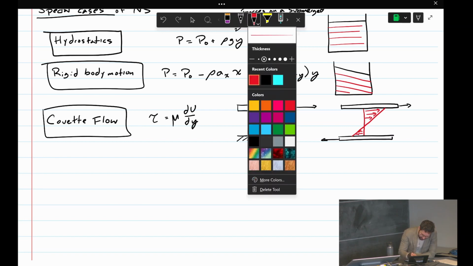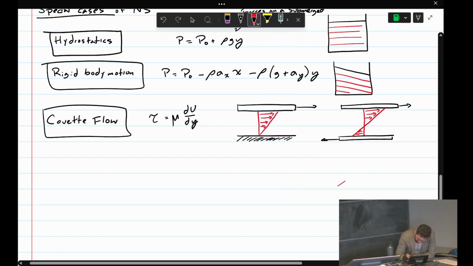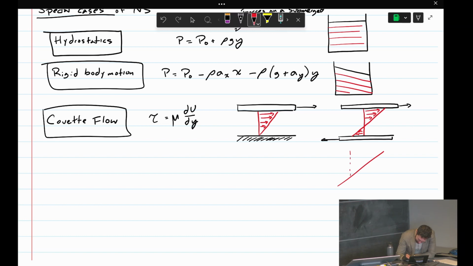Okay. The way to go about most of the analysis for this case is to see this. Sorry, that should go that way. So this is our linear velocity profile I'm drawing for the case where both plates are moving. Let me draw this a little bit nicer. Okay, so both plates are moving in opposite directions.